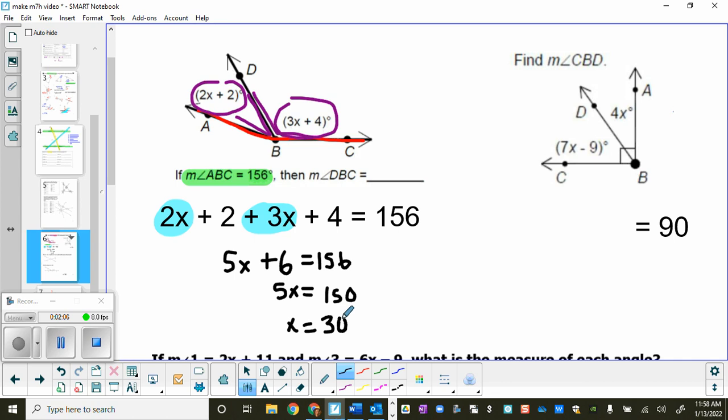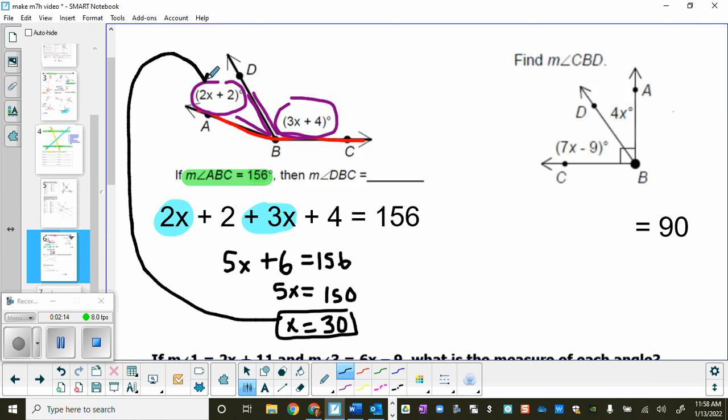Now we still haven't found any missing angle measures. We've just solved for x right here, which means we can plug x in to both of these expressions, and then we'll know what this angle equals, and we'll know what this angle equals. So right here, if I do 2 times 30, that's going to be 60, and then I get plus 2, so this is a 62-degree angle. So angle ABD is 62 degrees. Now DBC, which is the one it wants for this answer, if I do 3 times 30, that's 90, and then 90 plus 4 would be 94 degrees.